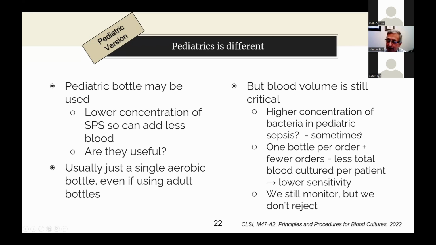Well, as far as I can tell, that came from a paper that was published back in 1964 or something, and attempts to recreate that data have largely failed. Sometimes it's true, sometimes it's not true. So you can't depend upon that. So what happens is 1 bottle per order, just the air bottle. You're going to do fewer orders, less total blood. You're going to have lower sensitivity in pediatrics. It's going to be important, but you can't just put in 0.5 ml, 1 ml and think you're good.